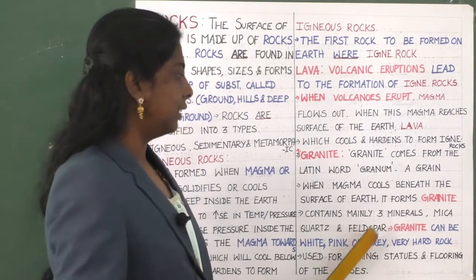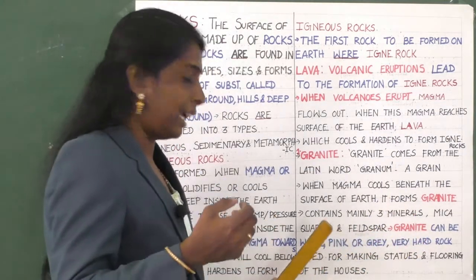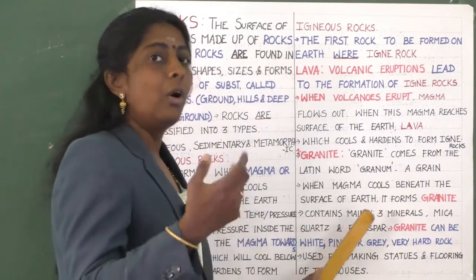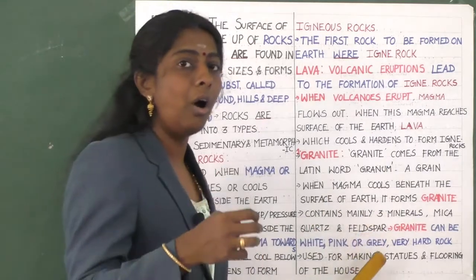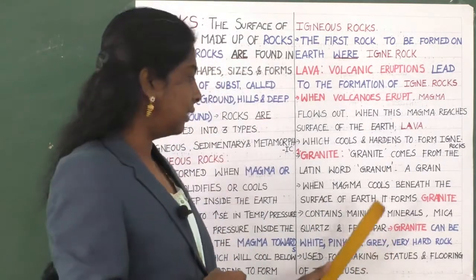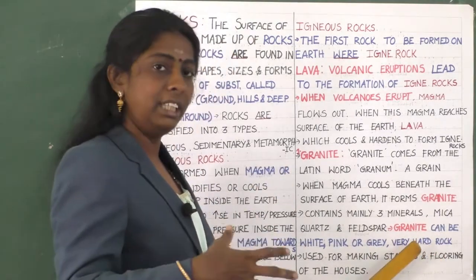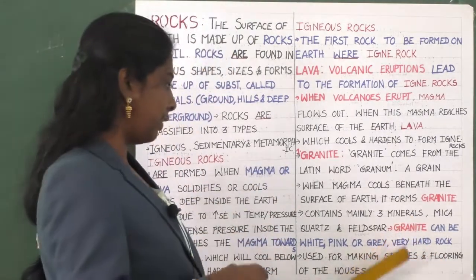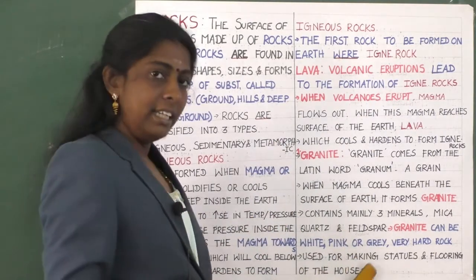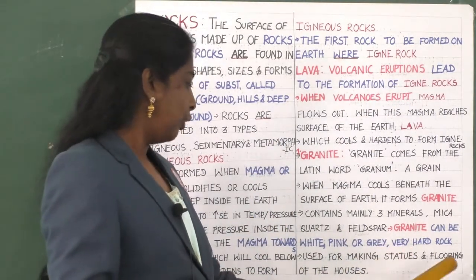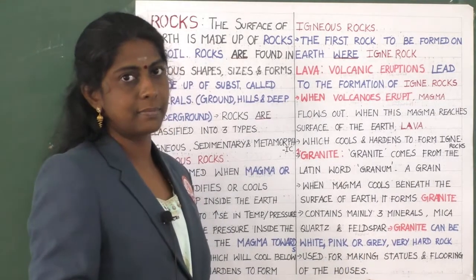Clear? This granite can be in different colors like white, pink or grey. Then, they are very hard rock. They are generally used for making statues and flooring of the houses. Clear children?